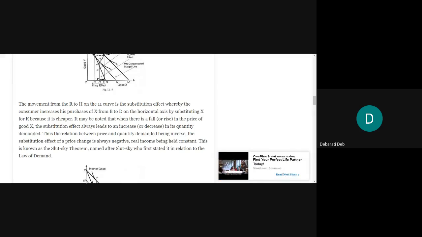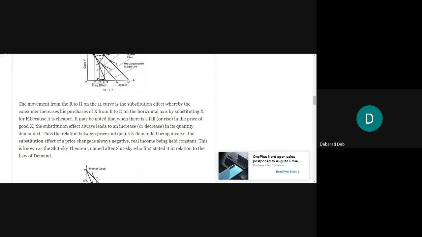And here we are assuming that the real income has been held constant because I1 we have not changed. If I2 we would have considered, that would have been a change in the real income of the consumer, but we are keeping the real income of the consumer at I1. Thus, we are assuming that the real income of the consumer has not changed, but the quantity demanded of X has changed because the consumer is now substituting good X for Y. Why? Because the price of good X is cheaper than Y now.